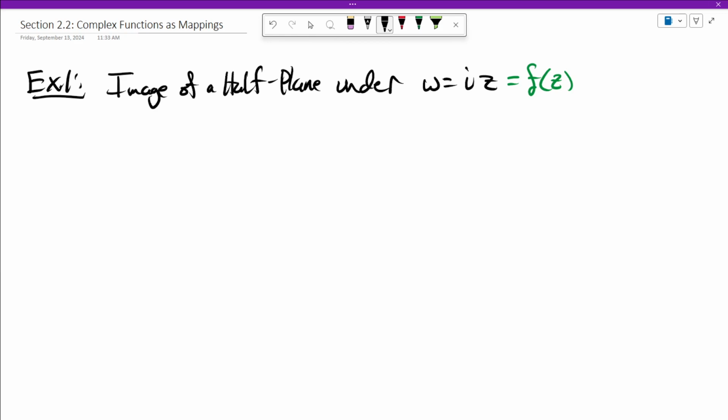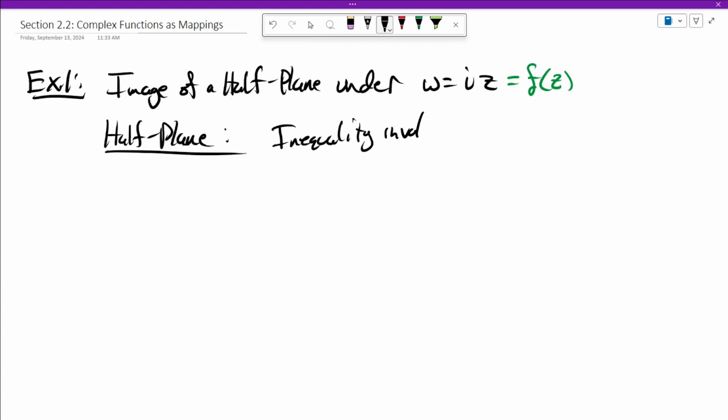And so in this example, we're going to look at the image of a half plane. Image meaning, what does this function do to a half plane? Okay. So in general, a half plane is defined by some inequality involving the real part of z and or the imaginary part of z.